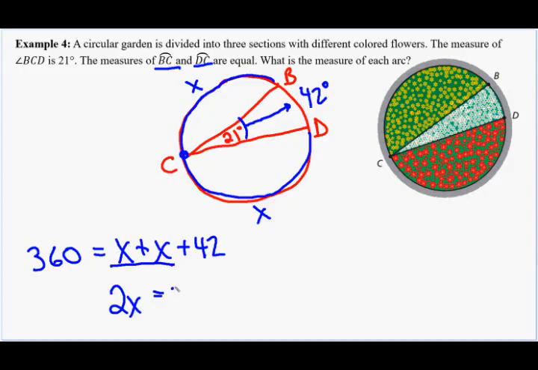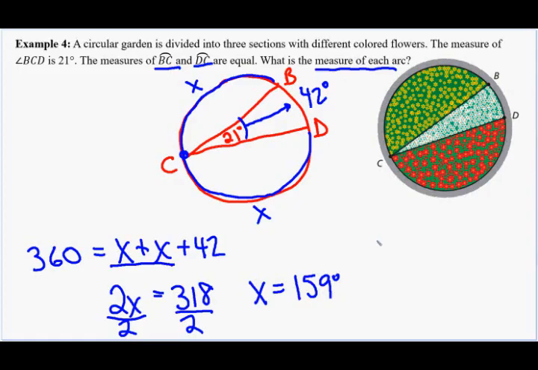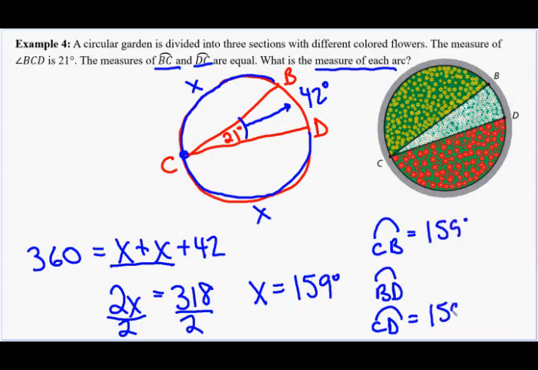So what would that be? 318. And now we're going to divide both sides by 2. So x is equal to 159 degrees. So it does tell us to find the measure of each arc. Well, we've got arc CB, we've got arc BD, and we've got arc CD. Well, CD and CB are both 159 degrees. And then we already found BD up here. That was 42 degrees. All right, excellent.